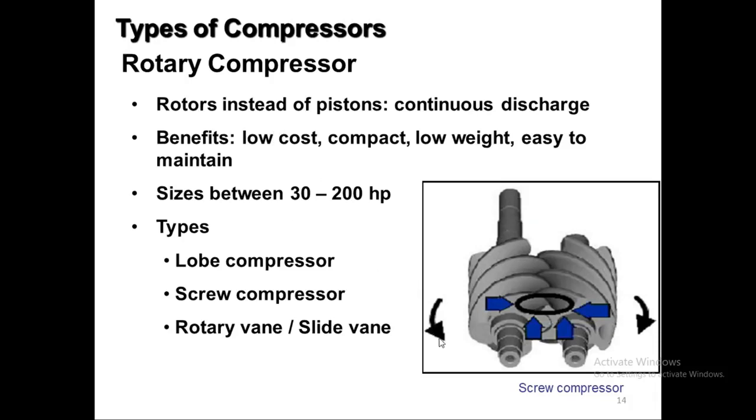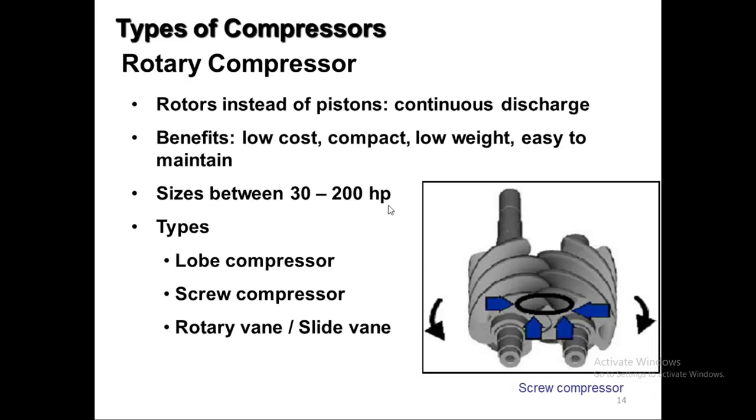This is another positive displacement compressor, a rotary compressor, with rotors instead of pistons and continuous discharge. So in this one, the discharge is continuous. It traps one small volume here and then rotates it, takes it to the end, and it's compressed, and then it goes out from there. Entering from here, as it is rotating, the air or the gas is being compressed, and then it will go out from the other end.